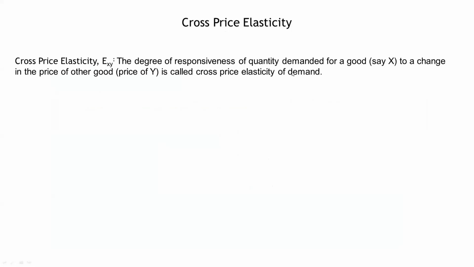When we measure responsiveness in quantity demanded for a product, say X, to the change in price of another product, say the price of Y, we find cross price elasticity of demand. We denote it by EXY. We can measure it as the ratio between percentage change in quantity demanded for X and percentage change in price of Y. It is called the percentage formula of cross price elasticity of demand.